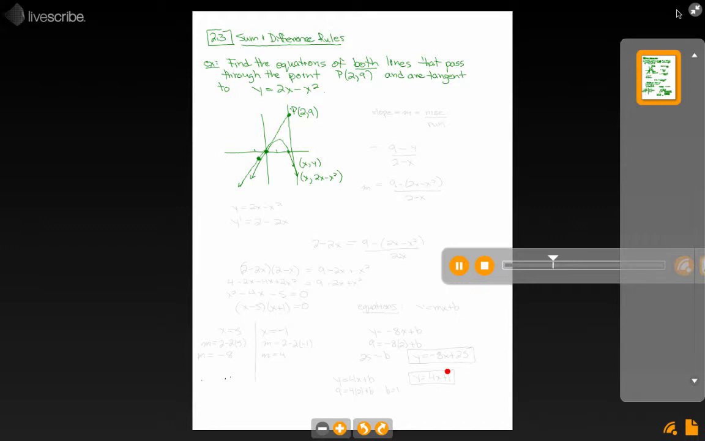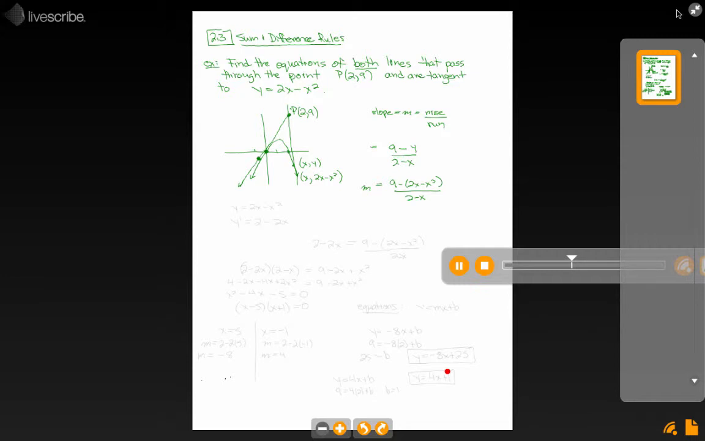So the slope from P to that point, slope is m, which is rise over run, so change in y over change in x, is going to be 9 minus y over 2 minus x, or if you prefer, 9 minus (2x minus x squared) over 2 minus x, is equal to the slope of any line that goes through (2, 9) and any point on this graph.